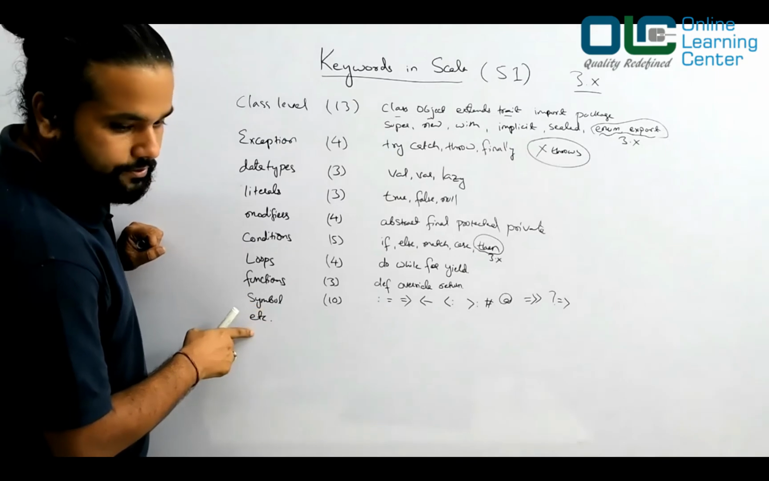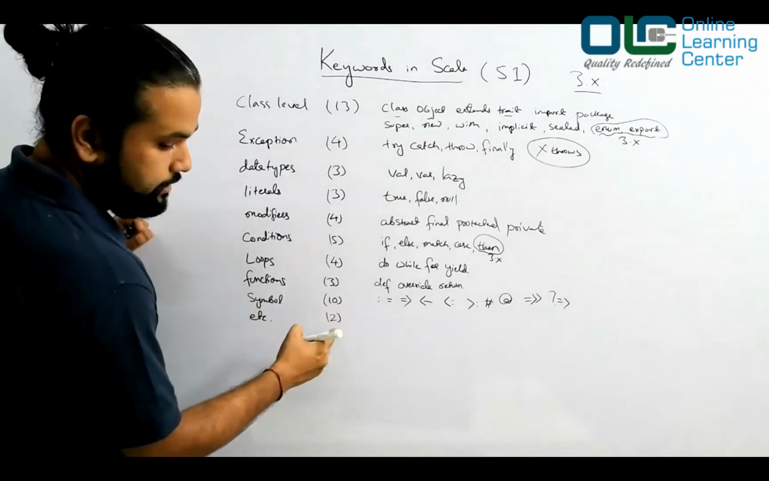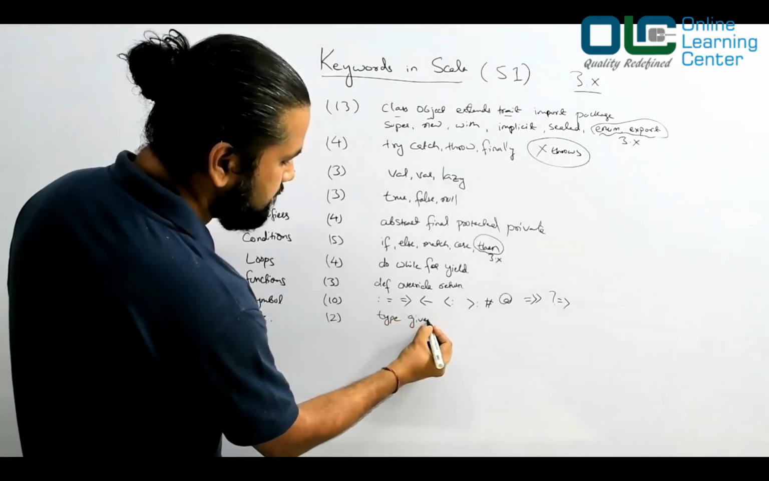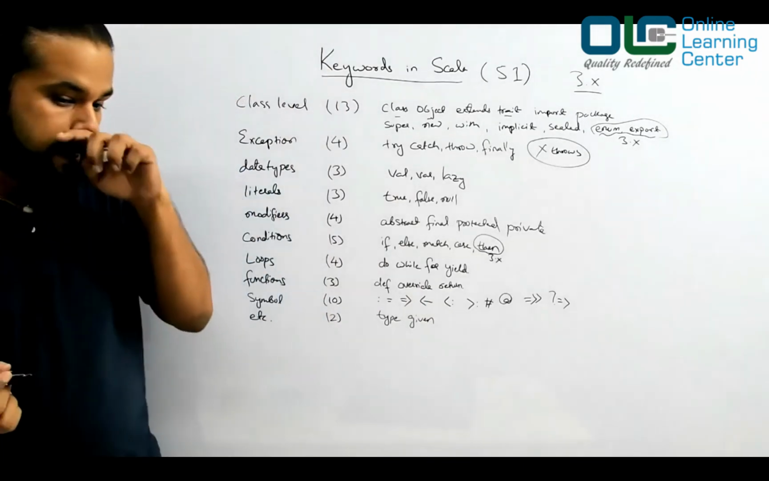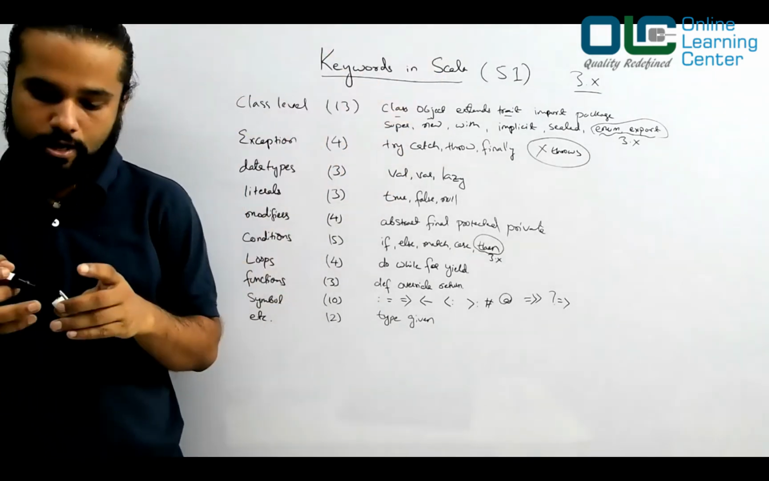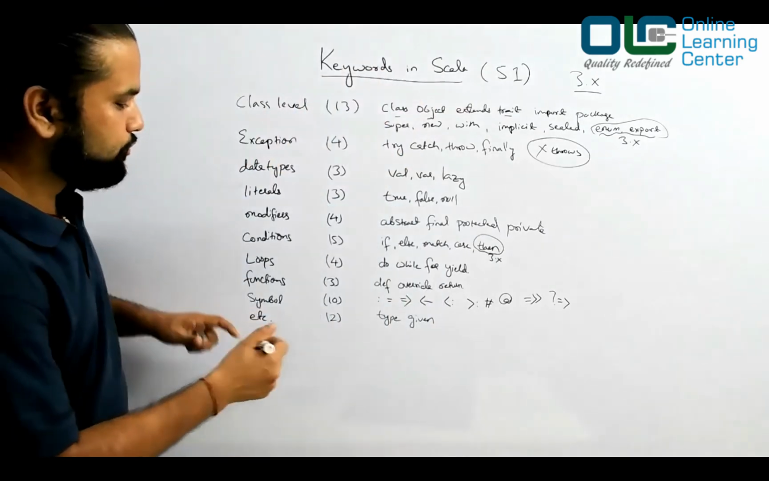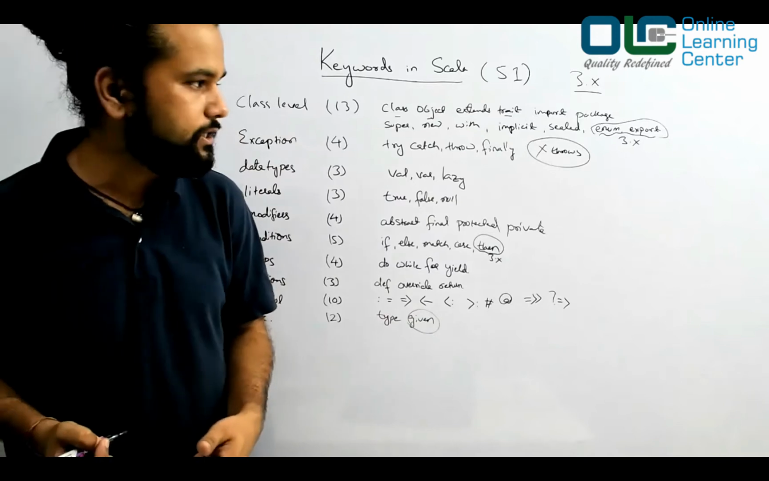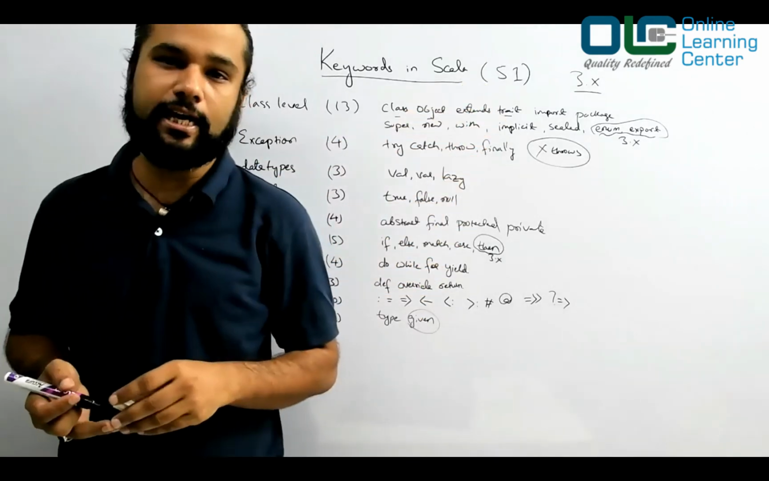Now the etc. I could not classify them right now, so I've just kept them here in the etc, and they are type and given. So these are the keywords in Scala 3.x, and if you start counting them, they sum up to 51. Now this given is also introduced in Scala 3.x. So we understood that there are a few new keywords in Scala 3.x.